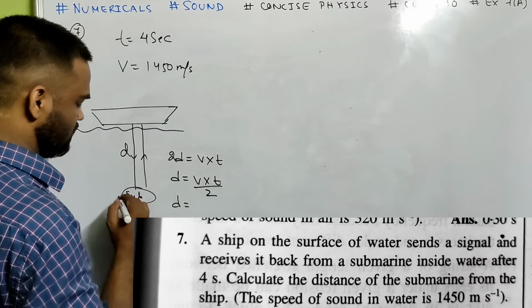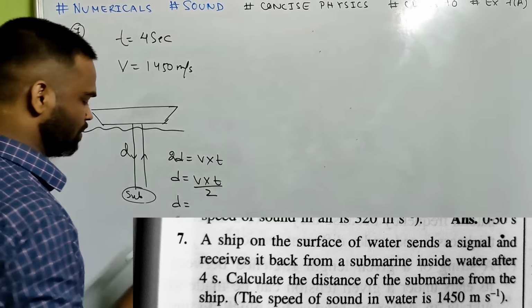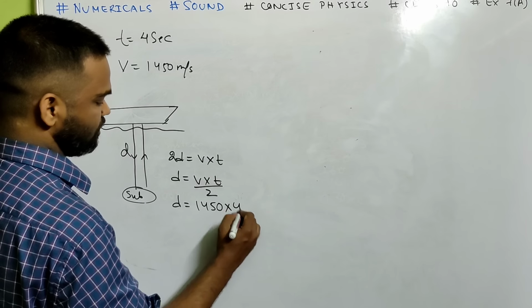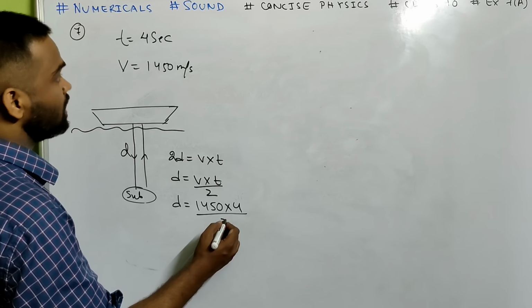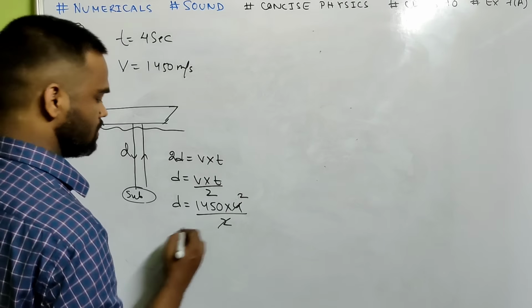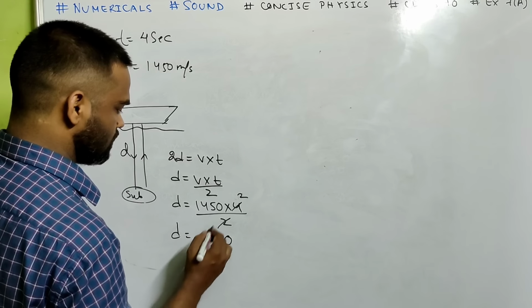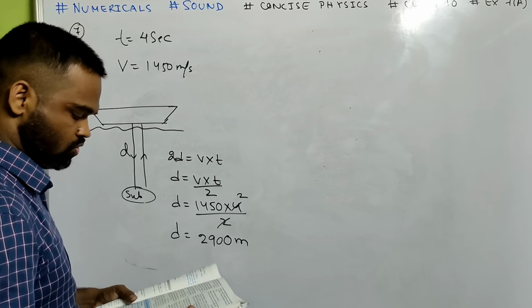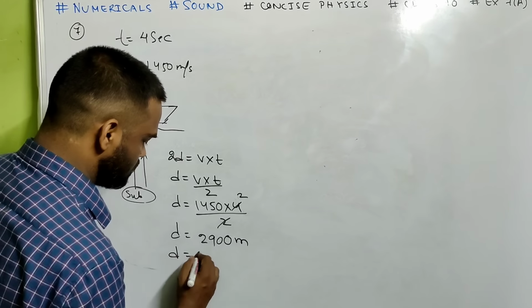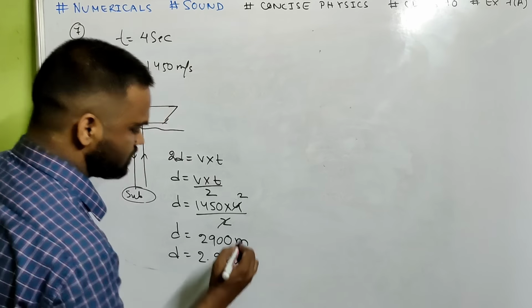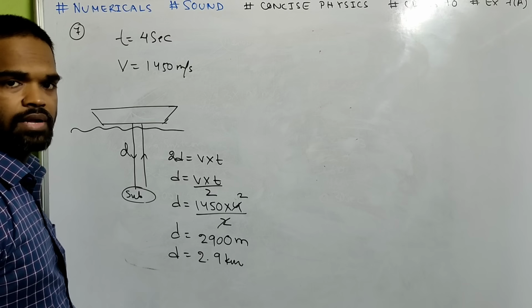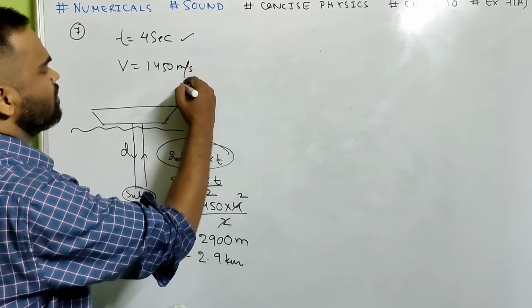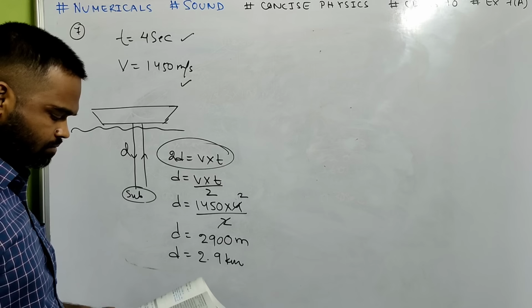So D is what? This is your submarine. Doesn't look like it, but still assume it. D is 1450 multiplied by 4 by 2. That's how much? 2900 meters. That is 2.9 kilometers. Done. Very easy. It was the same formula we are using, you know. Time and velocity was given to us.